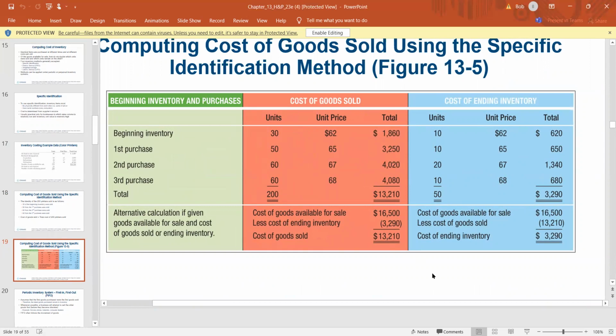Let me start up again on this. I hate this presentation. Cost of goods sold. Remember, they said they sold 30. 30 times 62, 1,860. That means we have 10 remaining in the inventory.